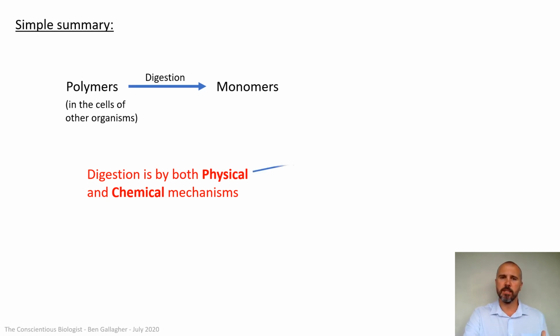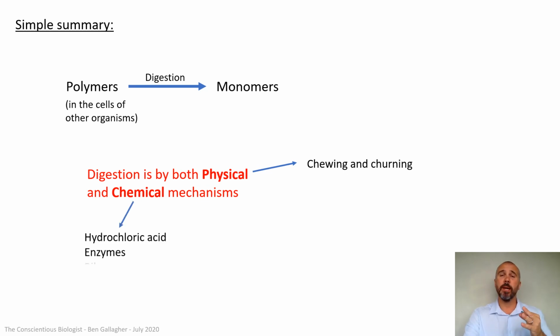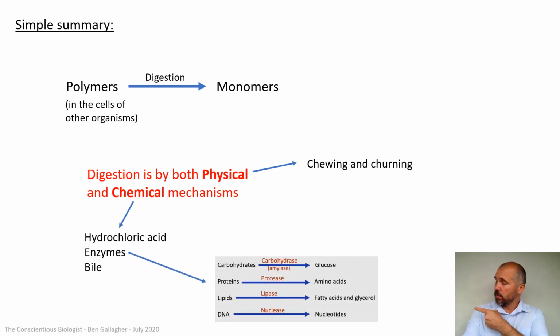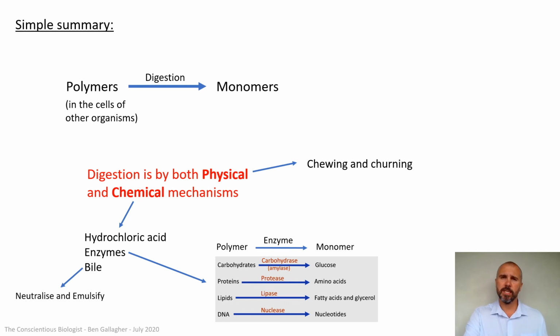And remember that digestion is both physical and chemical. It uses both mechanisms. When we're talking about physical, we're talking about chewing and churning. When we're talking about chemical, we're talking about hydrochloric acid in the stomach, all the different enzymes, which are mostly made by the pancreas, but we'll come to that next video, and the role that bile plays. Now for enzymes, you need to know everything that's in this box. And what I mean by that, you need to know the polymer, what monomer it gets broken into, and which enzyme does that for those 4 examples. For bile, you need to be able to explain why neutralizing and emulsifying are so important to the process.